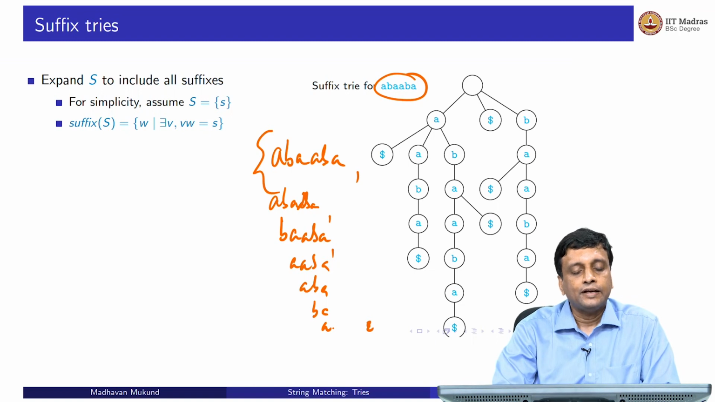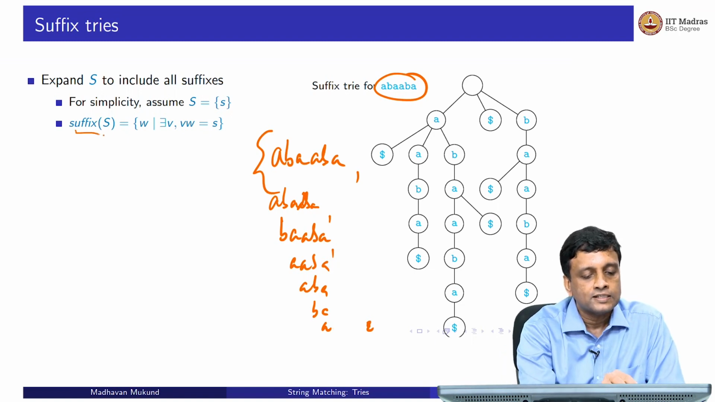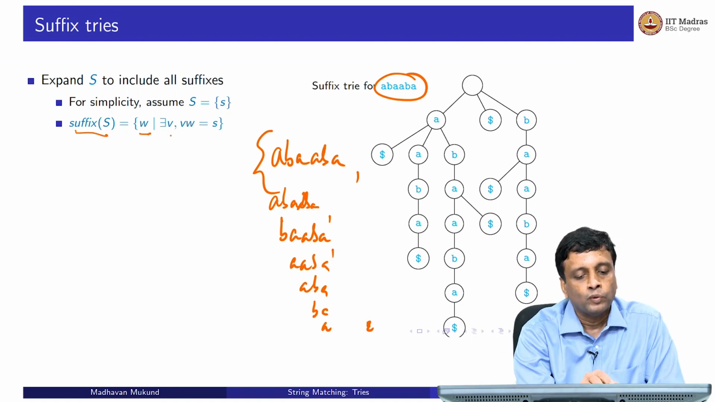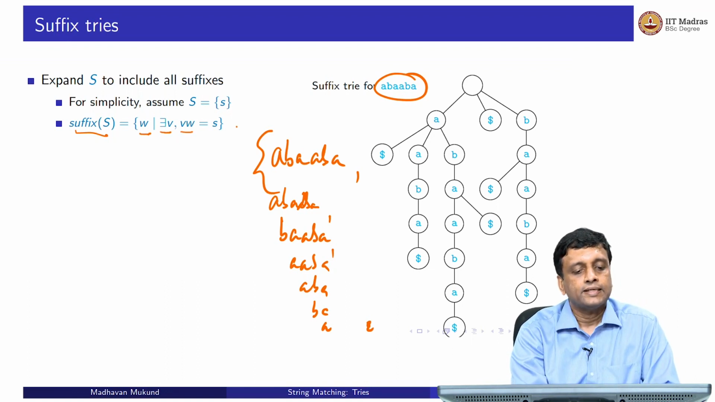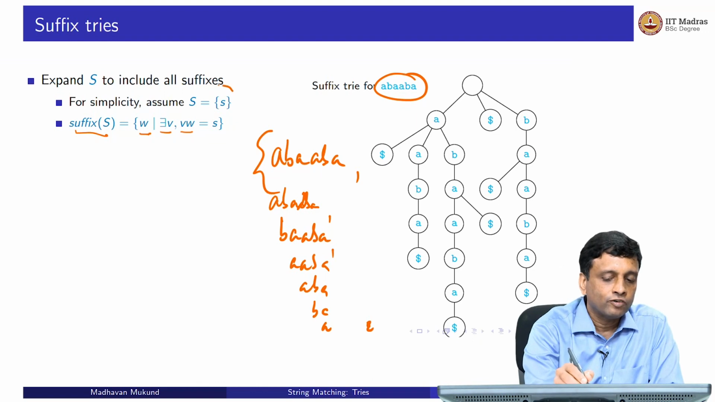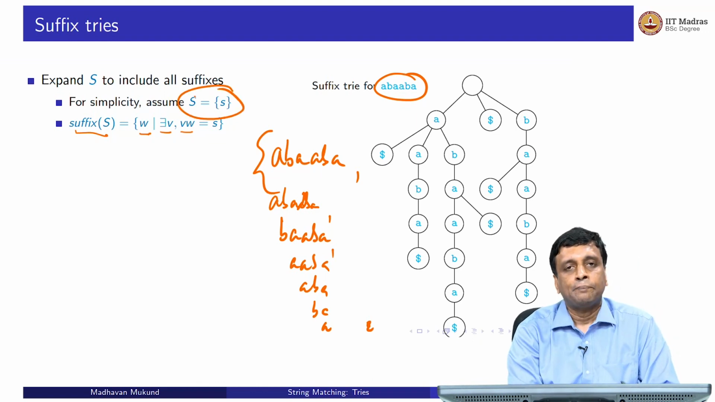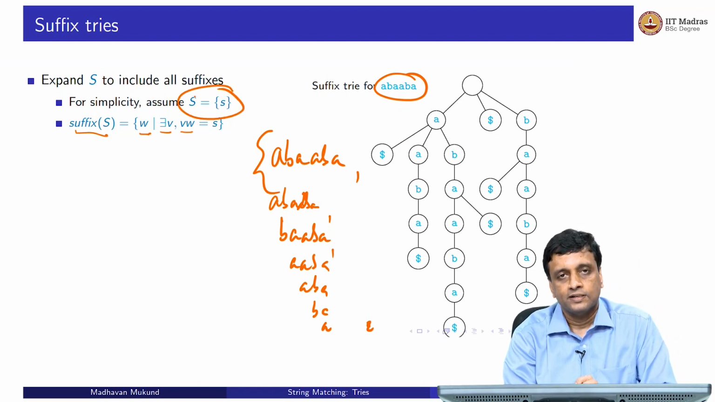The suffixes of S are the set of all words W such that there exists some other word V such that V followed by W is S, right? So I'm assuming for now, just for simplicity, that my capital S consists of a single word S. So I'm building the suffixes of a single word, right?